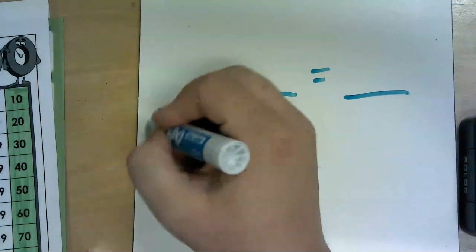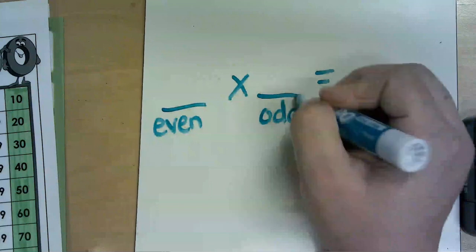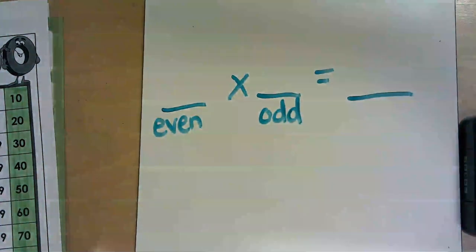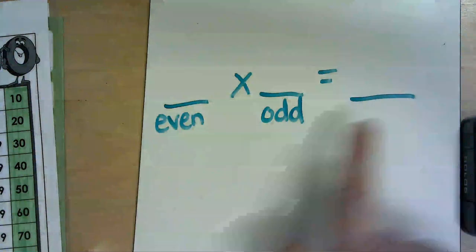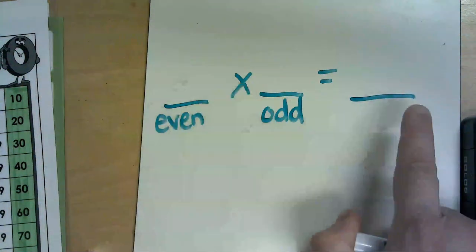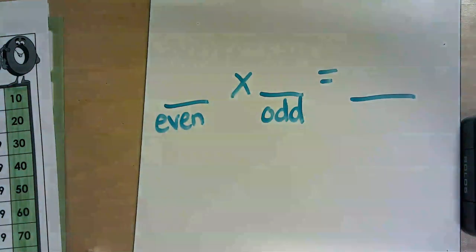What if we did an even number times an odd number? What would you anticipate this being? We said before, even times even was even, and odd times odd was odd, but now we've got 2 different things that we're going to use here. Would you think that this is going to be even, or do you think this is going to be odd? Well, I hope you made your prediction, because we're going to go ahead and try it out.